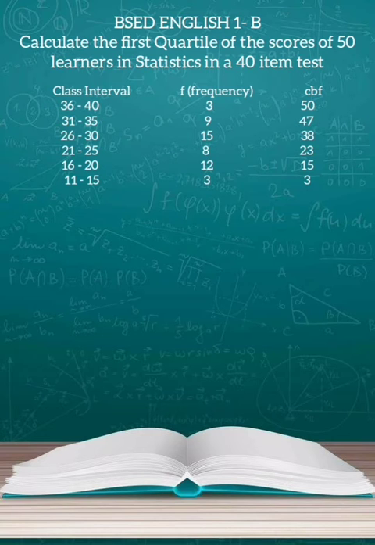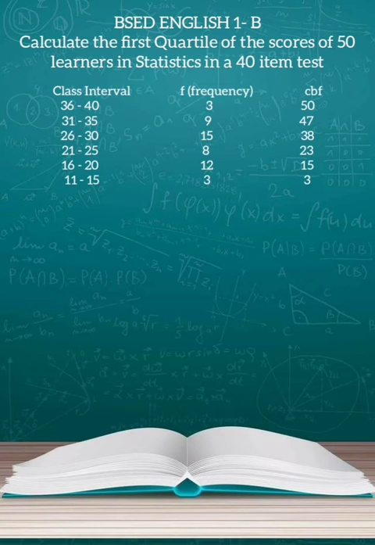To find the less than cumulative frequency, we need to put 3 first and add the 3 to the frequency. So 12 plus 3 equals 15, 15 plus 8 equals 23, 23 plus 15 is equal to 38, and 38 plus 9 equals 47, and lastly 47 plus 3 is equal to 50. The interval here is 5 and the sample size or n is 50.